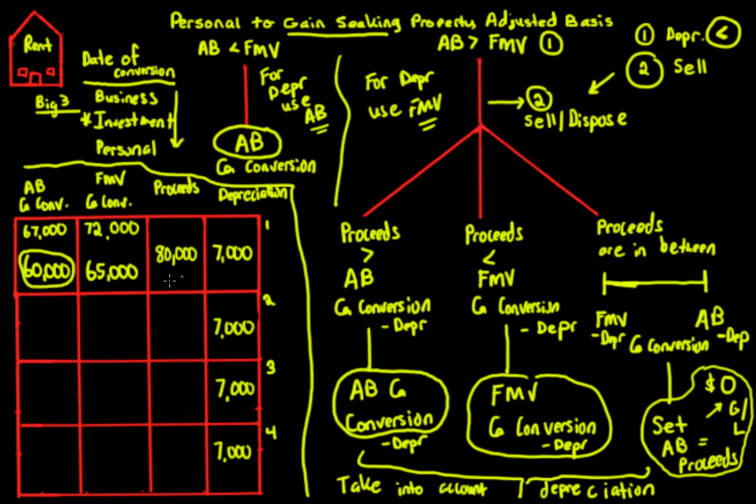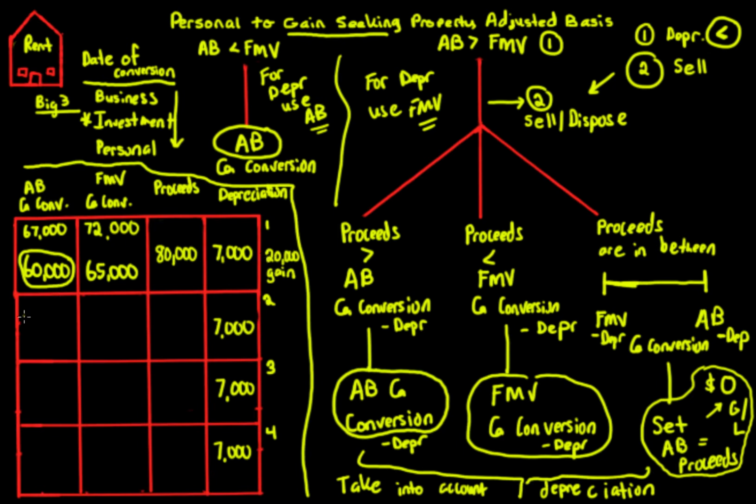Because that takes into account depreciation, which is how the basis has been adjusted. So our gain is going to be a $20,000 gain. See that? A $20,000 gain. Amount realized, $80,000. Since our adjusted basis is less than fair market value, we pick the adjusted basis at conversion, but we subtract away depreciation. So we take into account the $60,000. So $80,000 minus $60,000 is $20,000 gain.